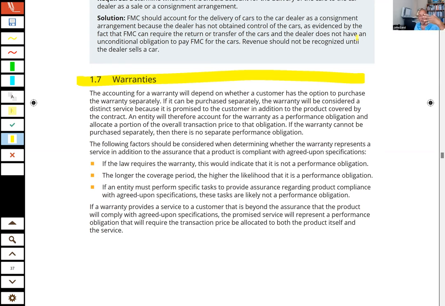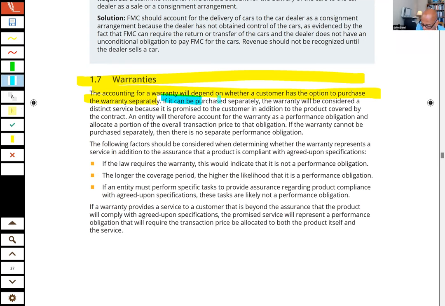If the warranty comes along with the product, then you will simply what? Simply treat it as a single performance obligation. And you may have to allocate the price between what? Between the sale for the item and the portion that is relevant to the warranty. So let's just take a look. The accounting for the warranty will depend on whether a customer has the option to purchase the warranty separately. And that really is what it's all about there, but let's just keep reading.